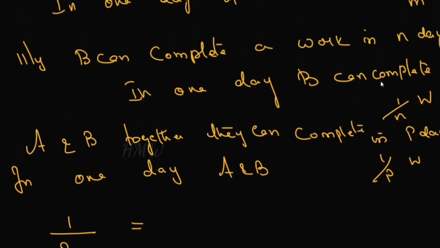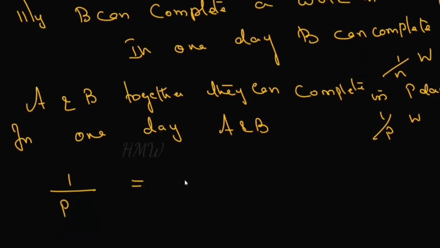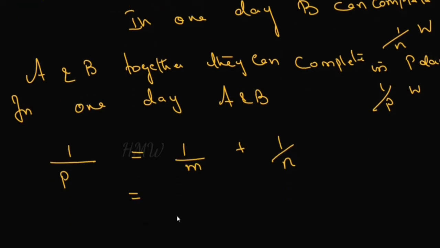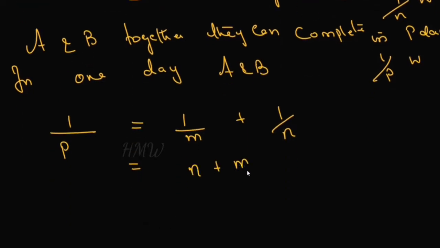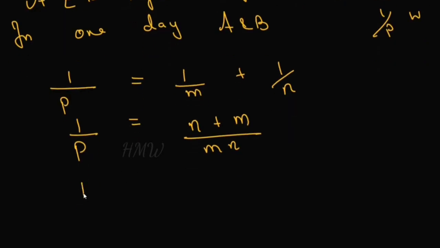1 by P is equal to 1 by M plus 1 by N. So 1 by M is A's work in 1 day. 1 by N is B's work in 1 day. So that is equal to 1 by P. So that means you get N plus M by M into N is 1 by P. So P is equal to the reciprocal, P is Mn by M plus N.